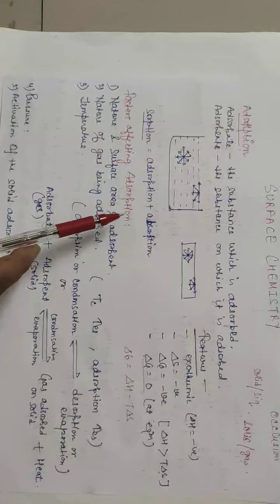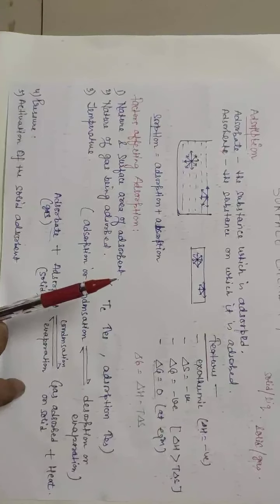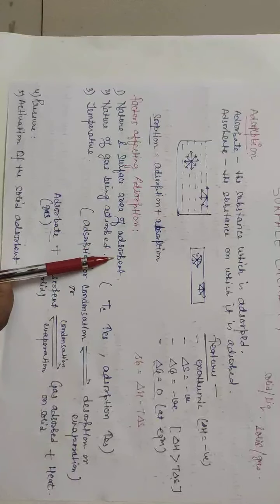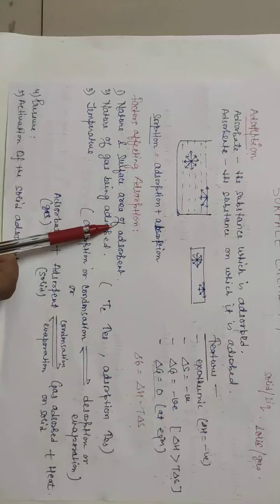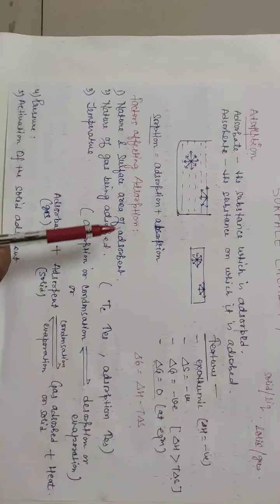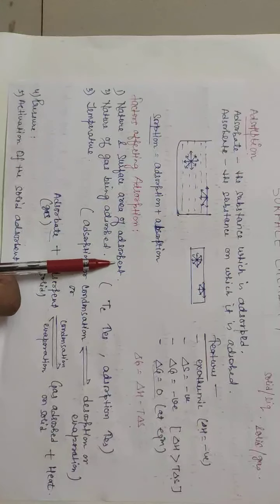Okay. Now let us see what are the factors that affect the process of adsorption. First is nature and surface area of the adsorbent. Adsorbent is that on which the gases are adsorbed. So the greater the surface area, the more is the adsorption.